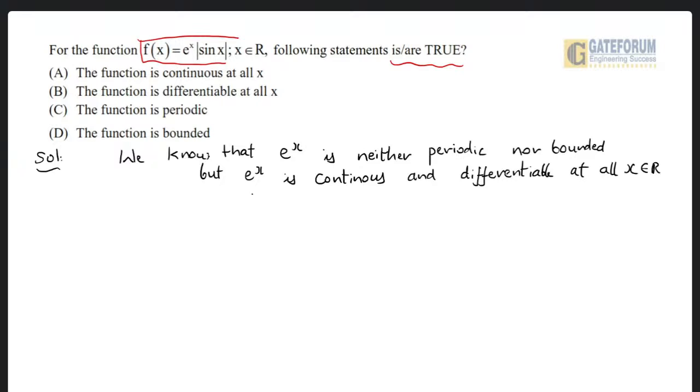Just see the graph. Y-axis, x-axis, e power 0 is 1. So the graph of e power x meets the y-axis at the point (0, 1). Now the graph of e power x goes like this. So this is y equal to e power x. It has no gaps, continuously drawn. At every point there is only one tangent. So this is minus infinity to plus infinity.